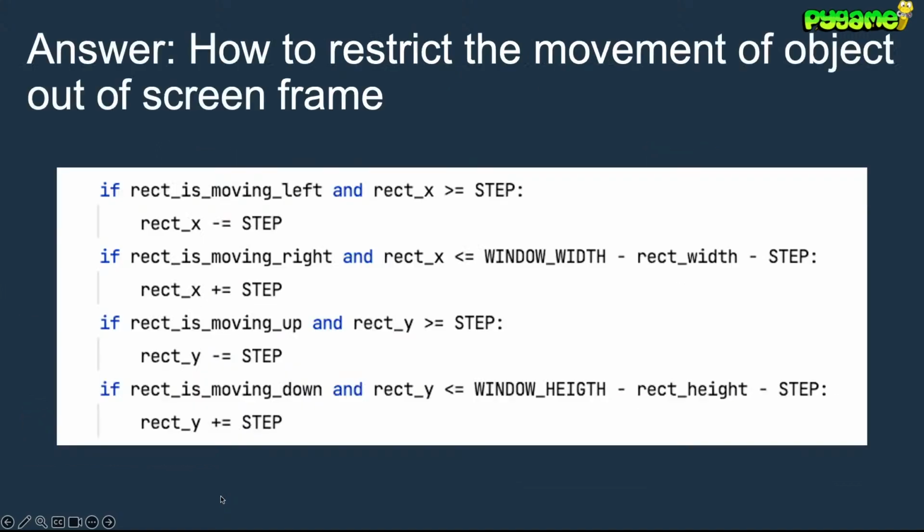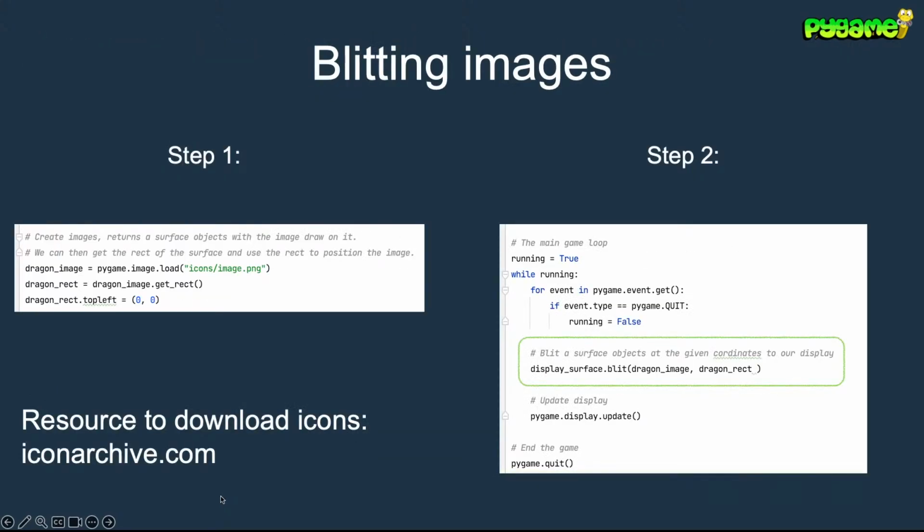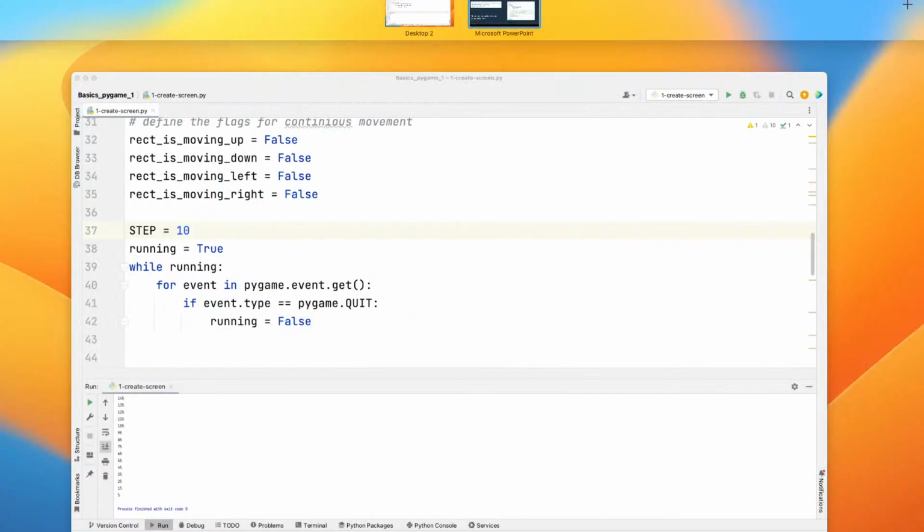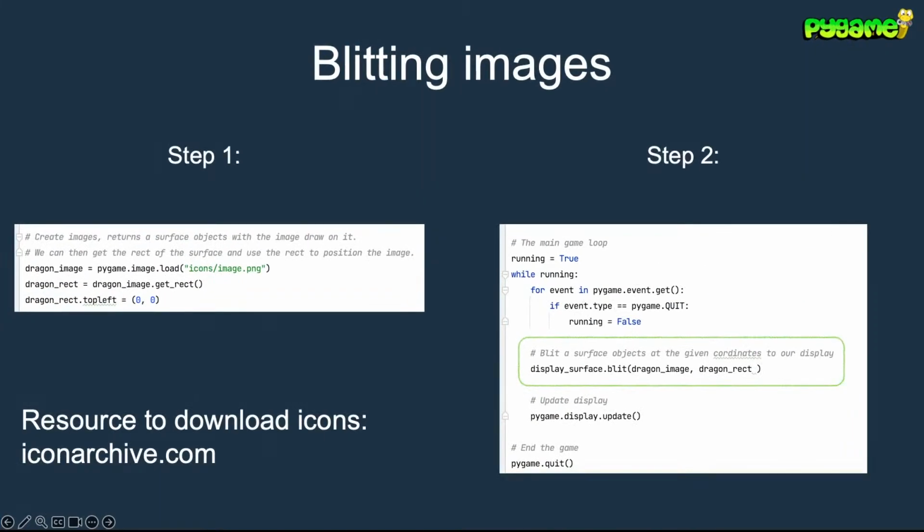So the next one is how to blit the images on our screen. Now we work with the rectangles. We know how to move our rectangles. We know how to draw the line and the circles. And now let's change our rectangles into images. But at the very beginning, I want to show a very good website. It's called iconarchive.com. So we just open this website and let's see how it works.